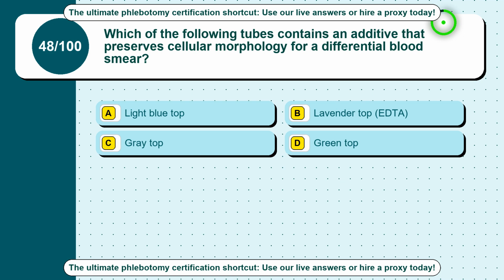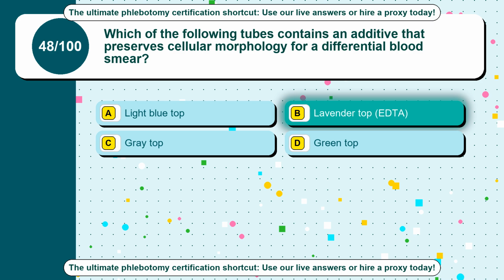Question 48. Which of the following tubes contains an additive that preserves cellular morphology for a differential blood smear? Option A, light blue top. Option B, lavender top, EDTA. Option C, gray top. Option D, green top. The correct answer is option B, lavender top, EDTA.